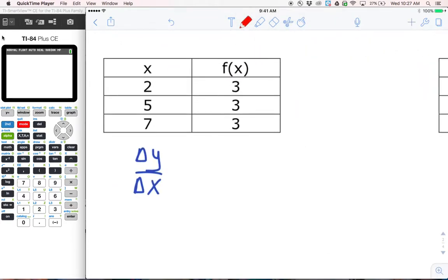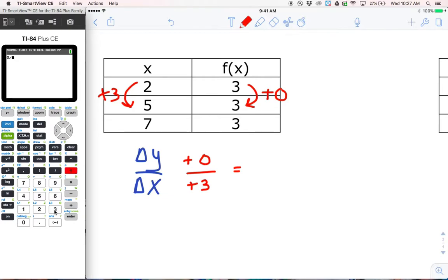Here we go. So, to get from 3 to 3, I don't do any adding, plus 0, we could write it like that. And then on my x's, I'm adding 3, so plus 3. Okay, well, what is 0 divided by 3? Do you ever do that in your calculator? 0 divided by 3? It's just 0. My slope in this case is just 0.